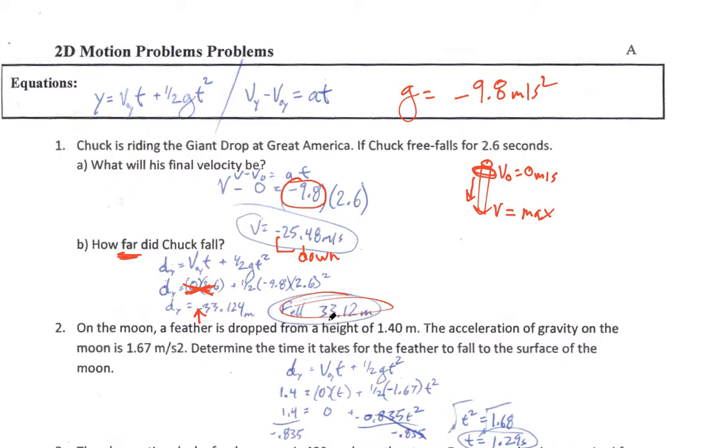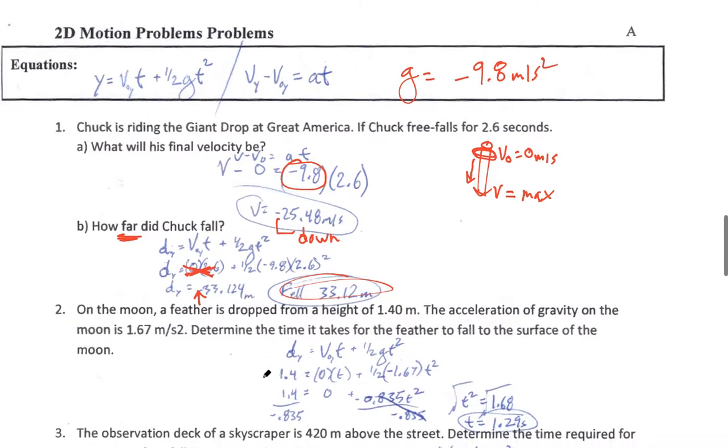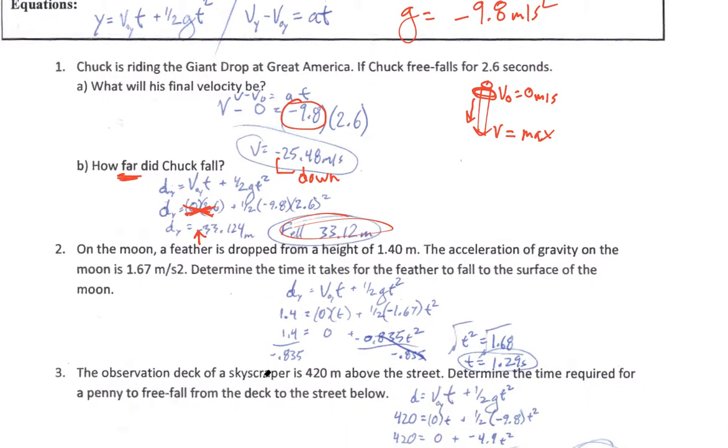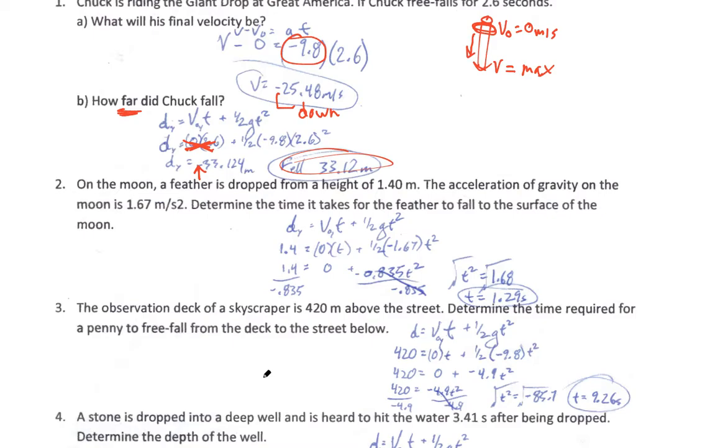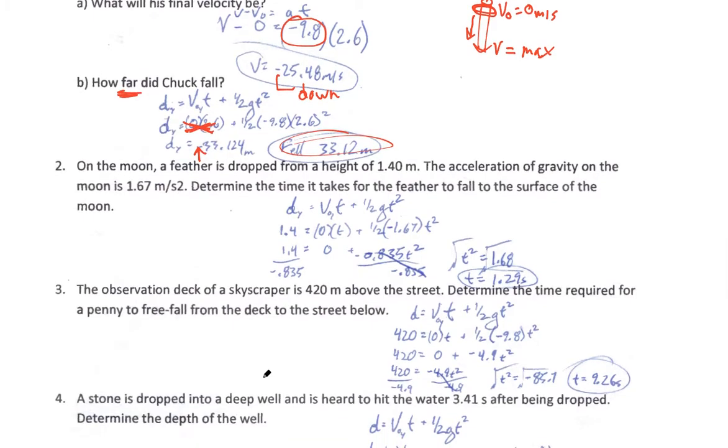All right, moving on to the next one. On the moon, a feather is dropped from a height of 1.4 meters. The acceleration of gravity on the moon is 1.67 meters per second squared. Determine the time it takes for the feather to fall to the surface of the moon.